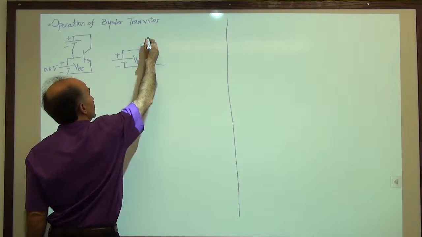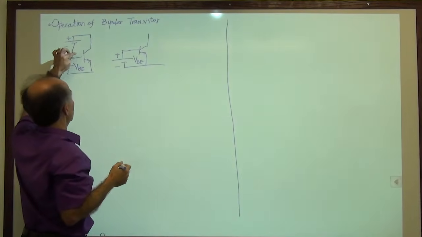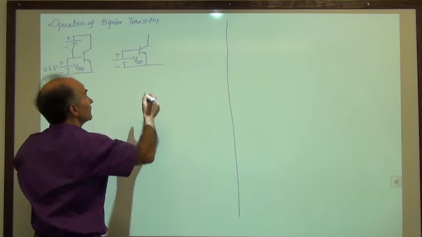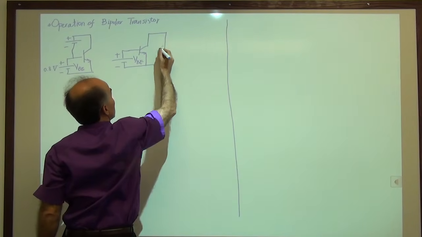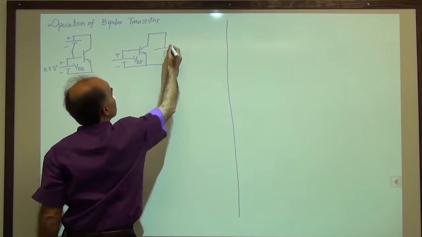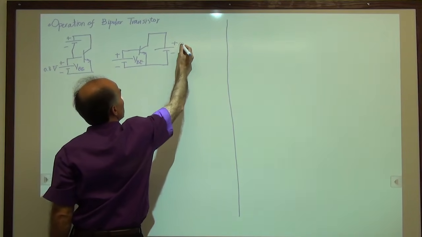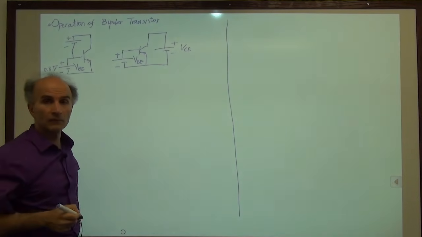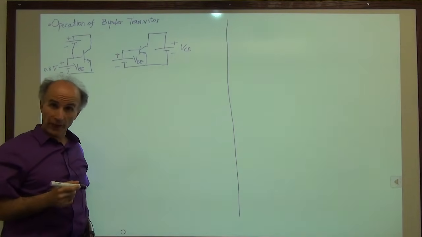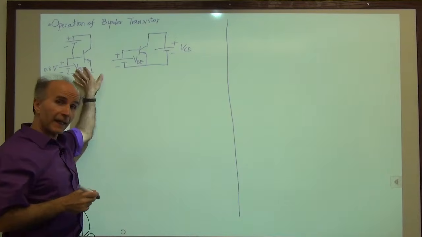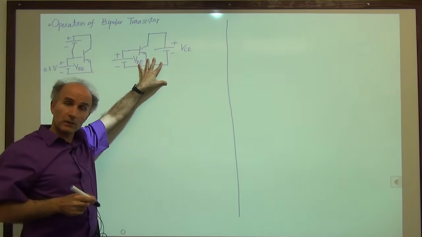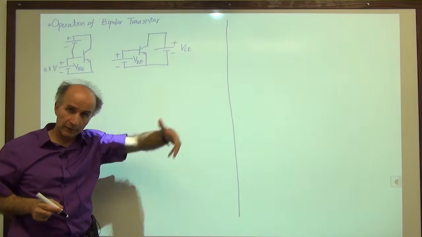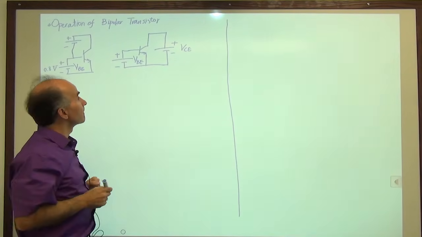But instead of connecting a battery between the collector and the base, I will connect a battery between the collector and the emitter. So I connect the collector like this. And I will call this VCE. So that's a little different, right? These two circuits are not the same. But this will do what we want, and eventually it will also allow us to amplify and other things.